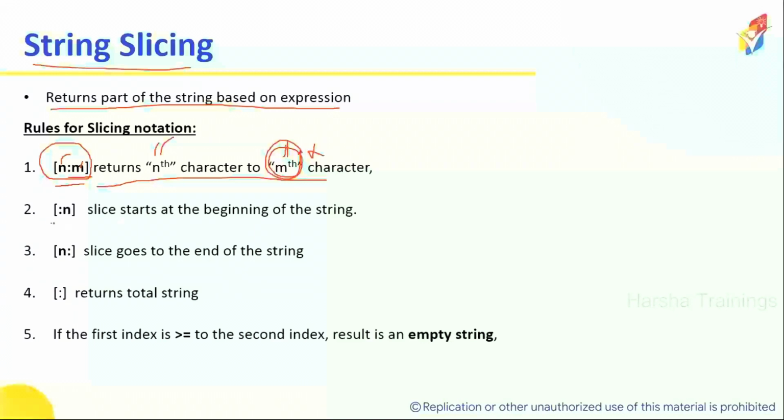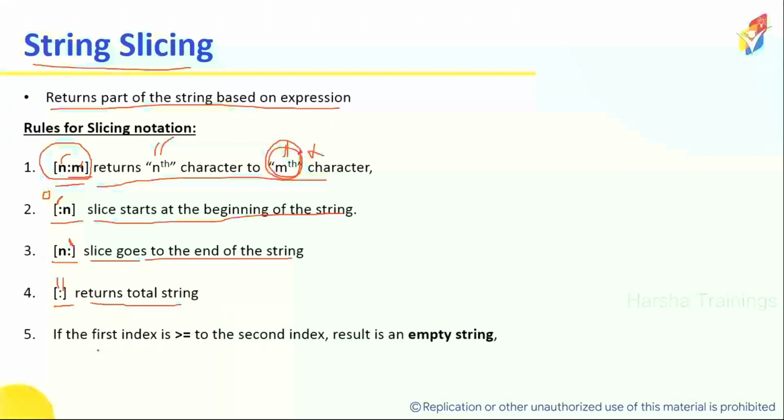Now, rule number 2, :n. Here we are not specifying the starting character, so by default it will start from 0 to n. The slice starts at the beginning of the string. This is rule number 2. Rule 3, n:, here the ending character has not been given, so it slices from the nth character up to the end of the string. Now, rule number 4, :, here they have not given a starting point and an ending point, so it will take the total string.